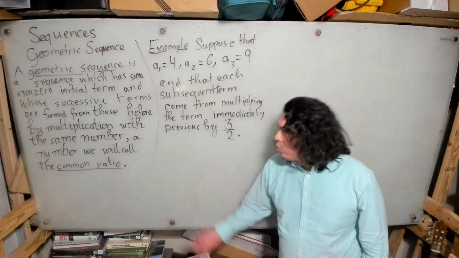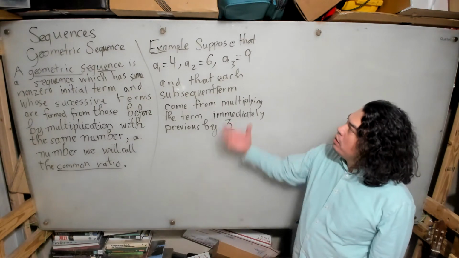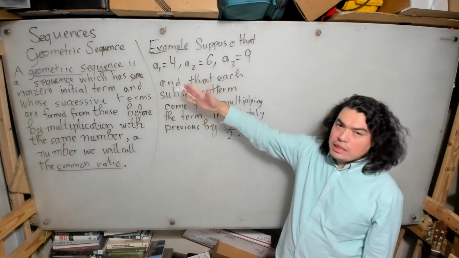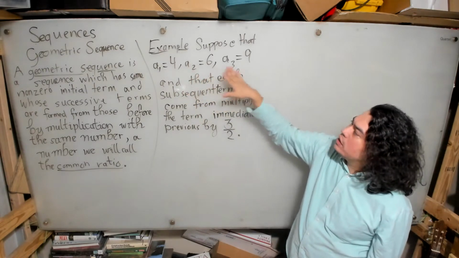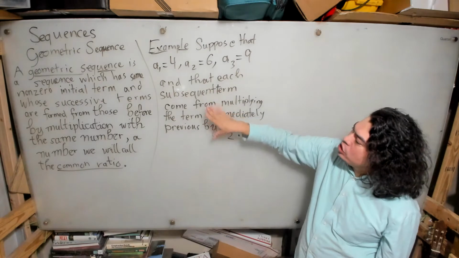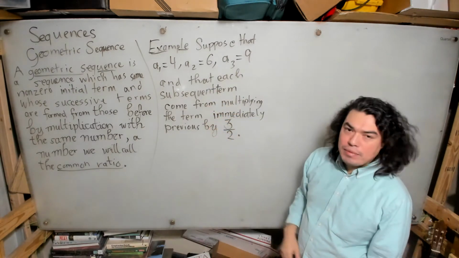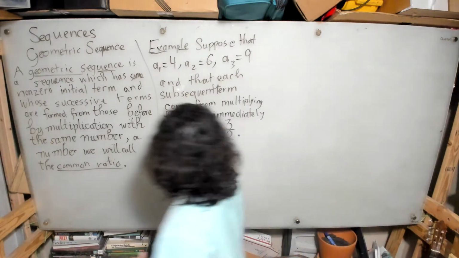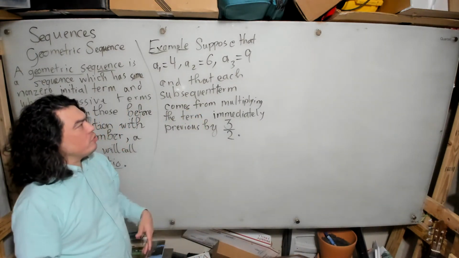So here we're going to look at our first substantive geometric sequence example. Okay. So suppose that the sequence starts like this. A1 is 4, in other words, the first term is 4, A2 is 6, A3 is 9, and that each subsequent term comes from multiplying the term immediately previous by 3 halves. Okay. So this is going to be our geometric sequence of interest to us.